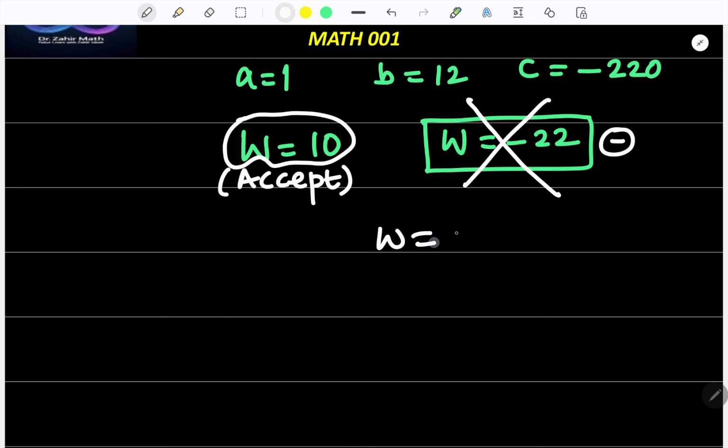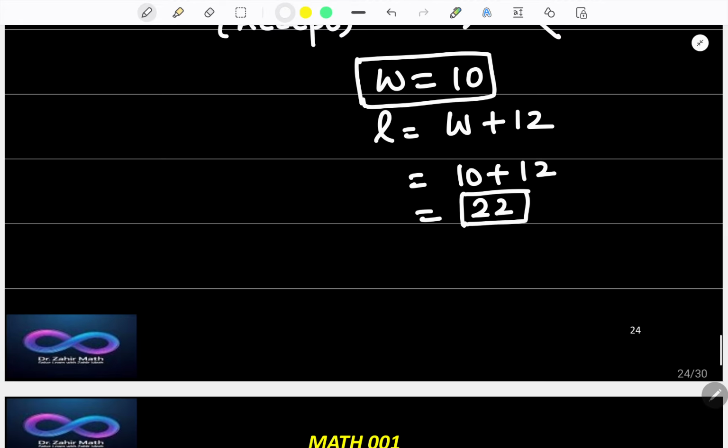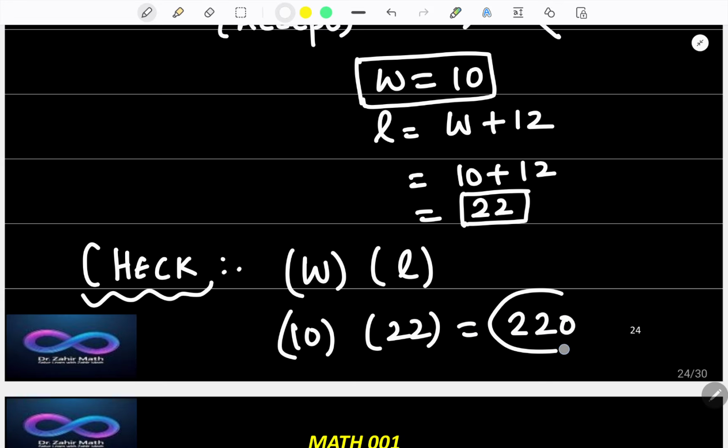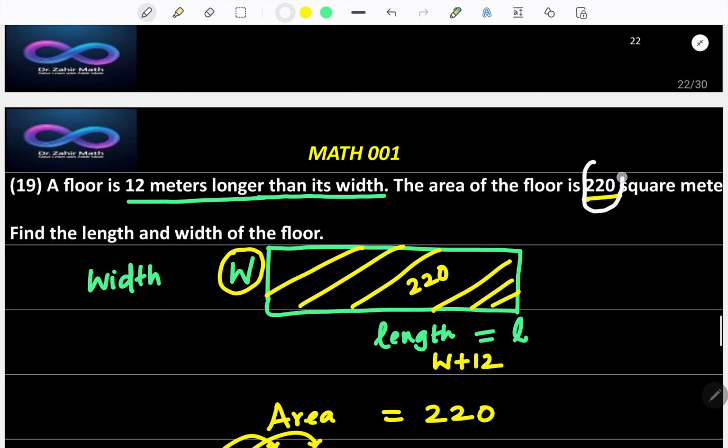So if W is equal to 10, what is your L? L is nothing but W plus 12. So it is 10 plus 12 is equal to 22. So I got 10 and 22. Okay, teacher, how can I check my answer is correct or not? You can check like this. You got W and you got length, so just multiply 10 multiplied by 22. This gives 220. Check it out, this is the area given in the question. Look here, area is 220, right? So your answer is correct.